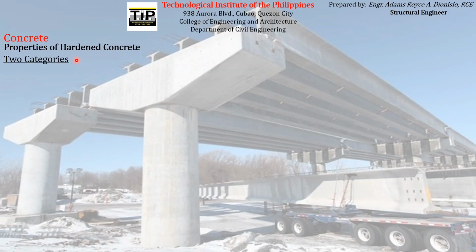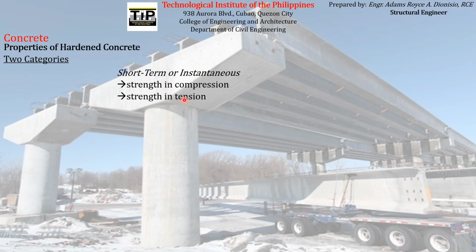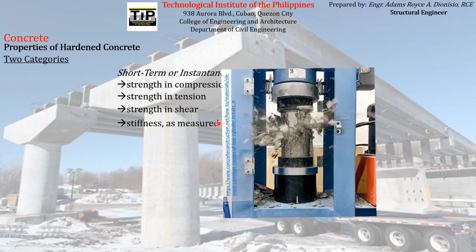So there are two categories of the properties of hardened concrete. The first one is the short term or instantaneous. These are the properties of hardened concrete that are usually present in the concrete at the early stages of its life. So what are these? These are the strength in compression or the compressive strength, the tensile strength, the shear strength, and the stiffness as measured by the modulus of elasticity.